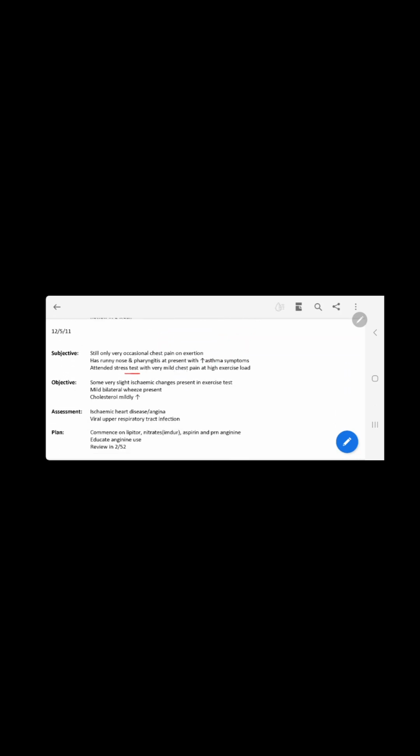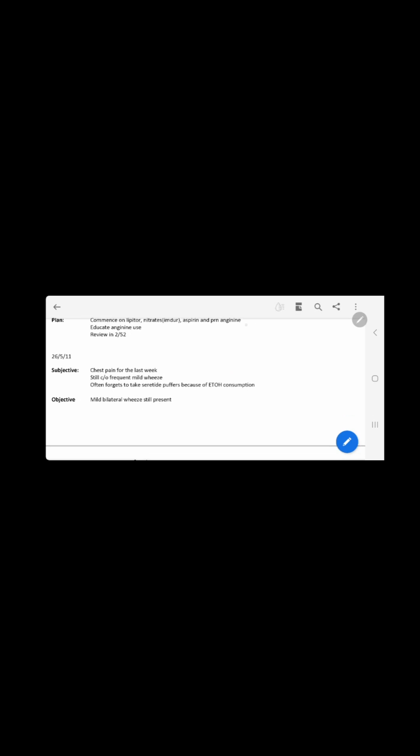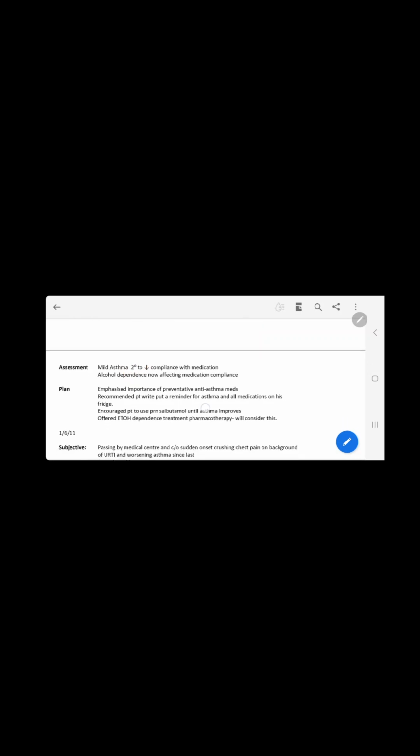Again, on the second visit, he came again with mild chest pain, right? Asthma was increasing. Ischemic changes present. Asthma increasing. You have made an assessment and managed the case. Now we have the next one, the third visit. Again, chest pain. Asthma worsening. And you have consulted the patient for the management of alcohol cessation.